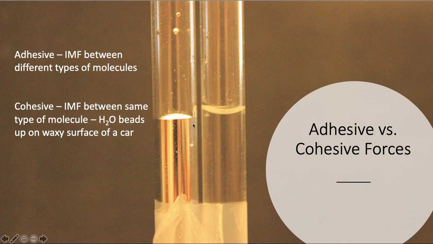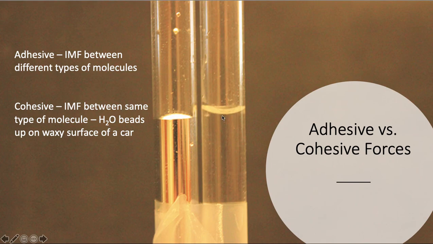We observe this very easily with a meniscus of water and of mercury. They have two different shapes. Why is that? Here, for example, the shape of the water meniscus is concave, so it curves upward, whereas the meniscus for mercury curves downward, it's convex. Well, this is an example of the adhesive and cohesive forces in action.